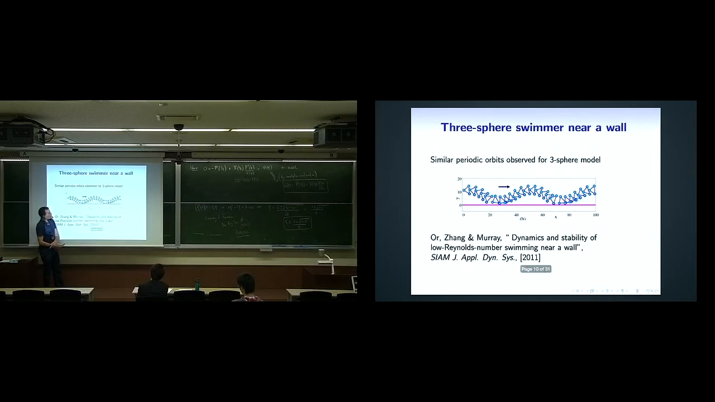Okay. And here's a three-sphere swimmer. 1, 2, 3. It did the same kind of nonlinear periodic orbit. By the way, this is all published now.